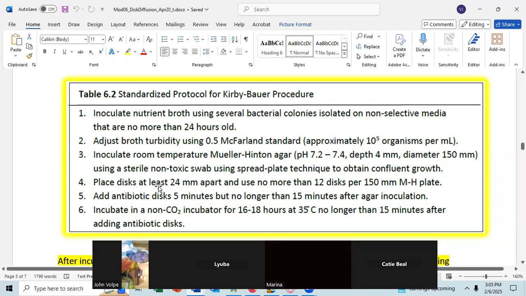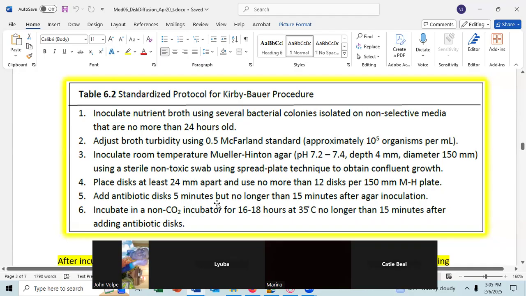And then after the bacteria are put on the plate, you usually let it sit for 5 minutes and then place the discs at least 24 millimeters apart on the plate, no more than 12 discs per 150 millimeter plate. And you add the antibiotic discs no sooner than 5 minutes, but no longer than 15 minutes after you've inoculated the agar with the bacteria.